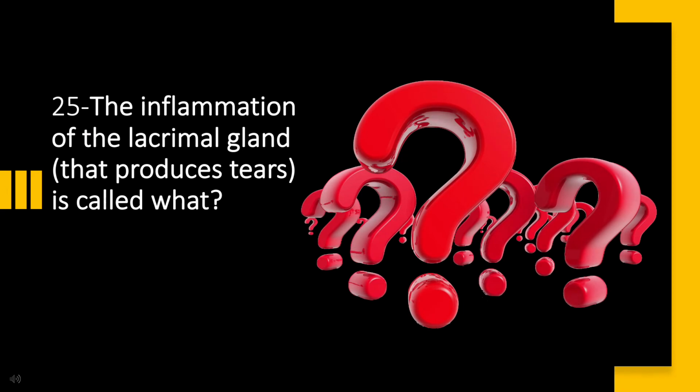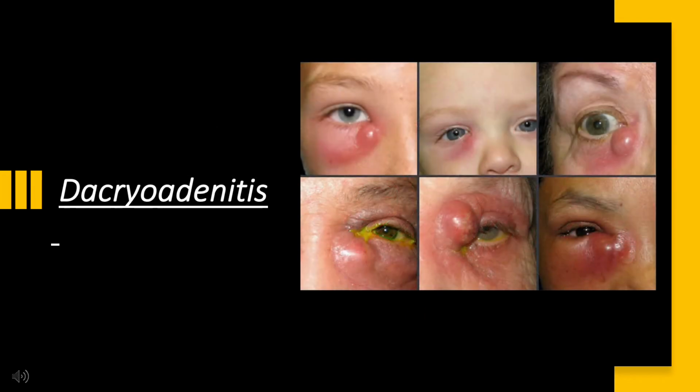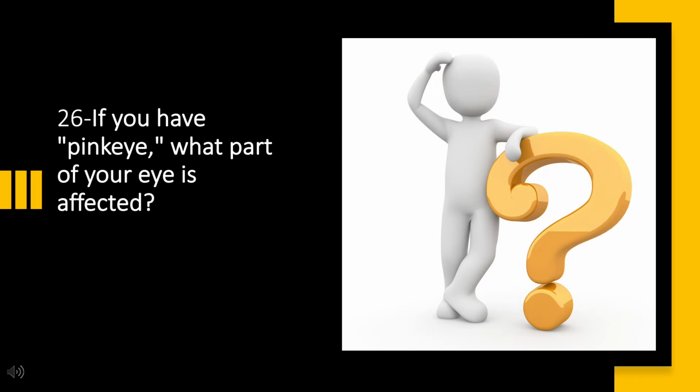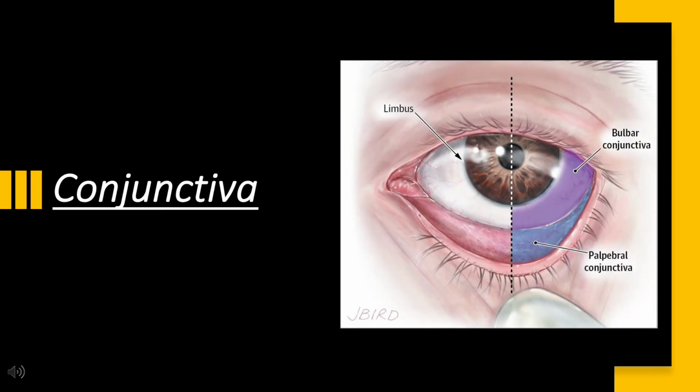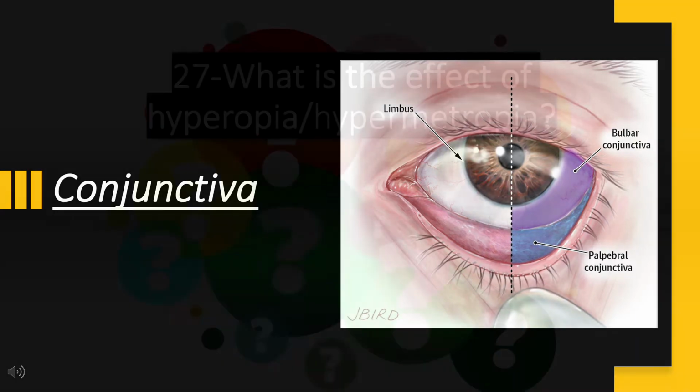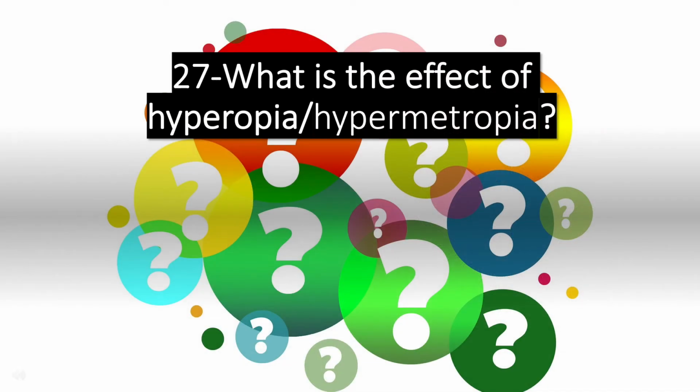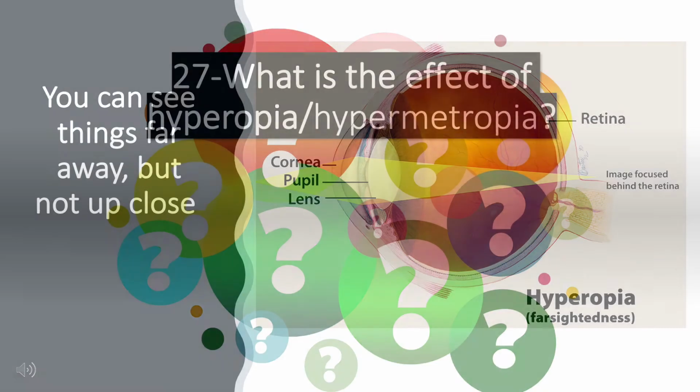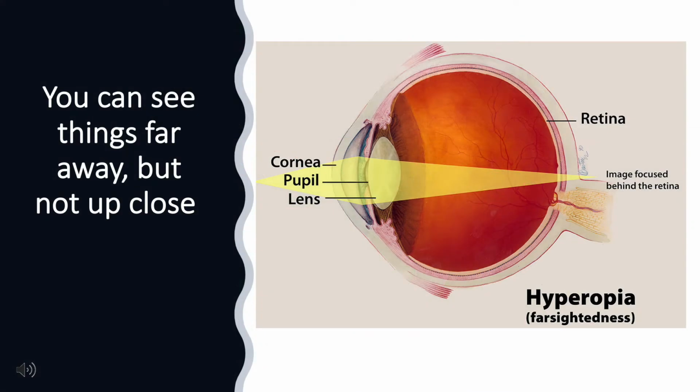25. The inflammation of the lacrimal gland that produces tears is called what? Dacryoadenitis. 26. If you have pink eye, what part of your eye is affected? Conjunctiva. 27. What is the effect of hyperopia or hypermetropia? You can see things far away, but not up close.